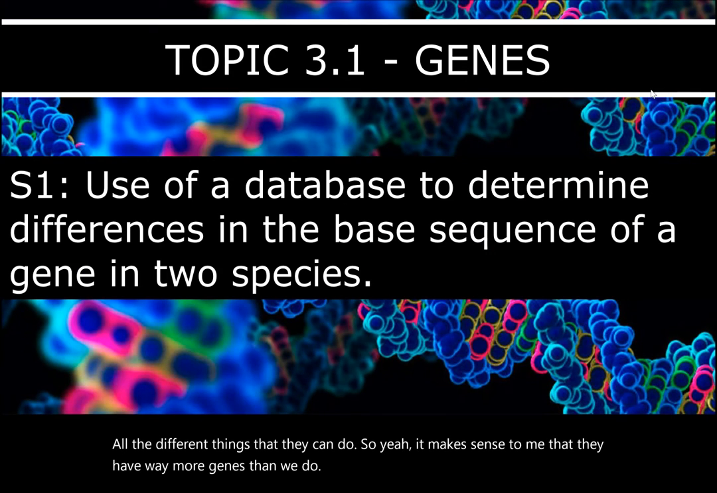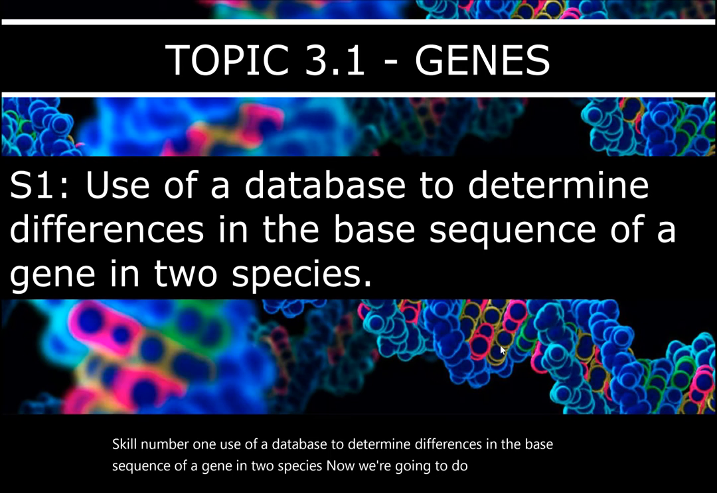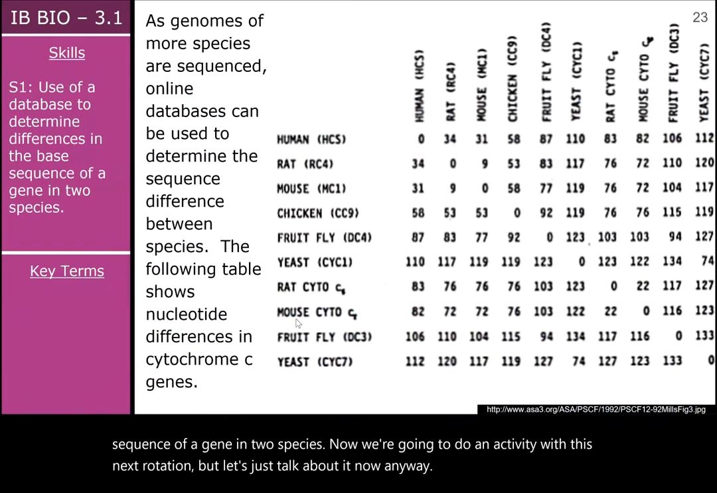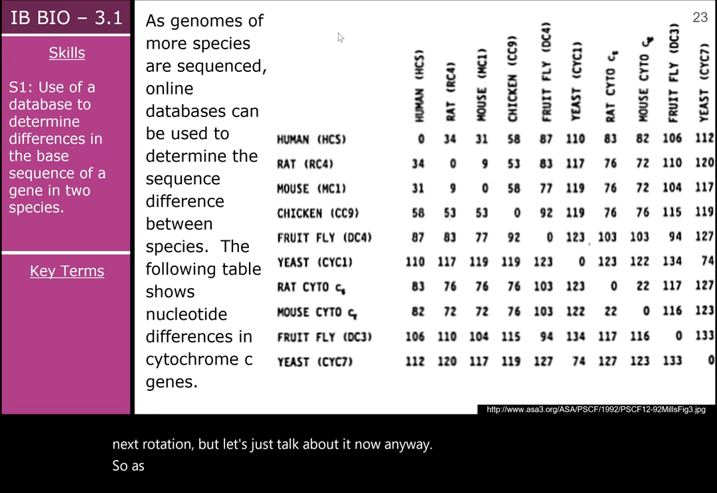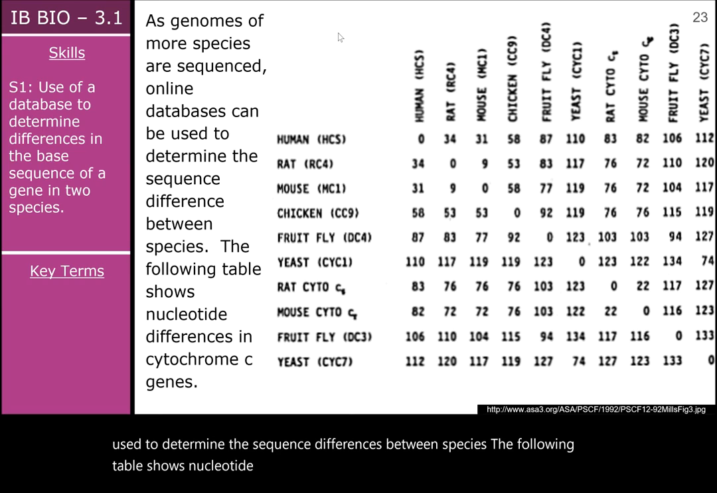Skill number 1. Use of a database to determine differences in the base sequence of a gene in two species. Now we're going to do an activity with this next rotation, but let's just talk about it now anyway. So as the genomes of more species are sequenced, online databases can be used to determine the sequence differences between species. The following table shows nucleotide differences in cytochrome C genes.